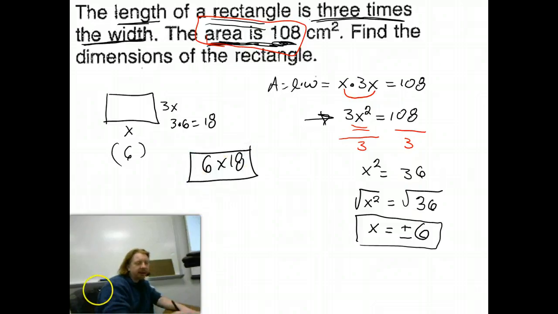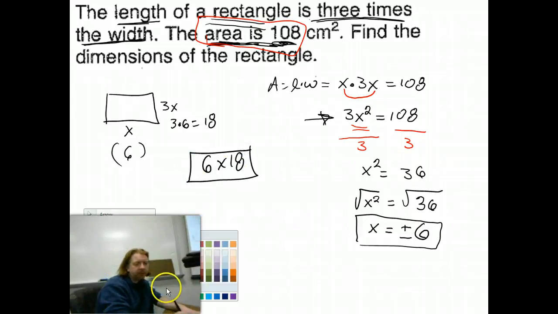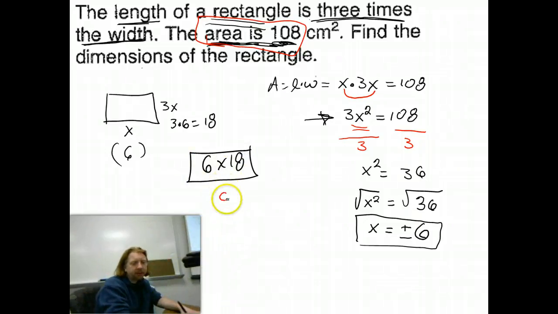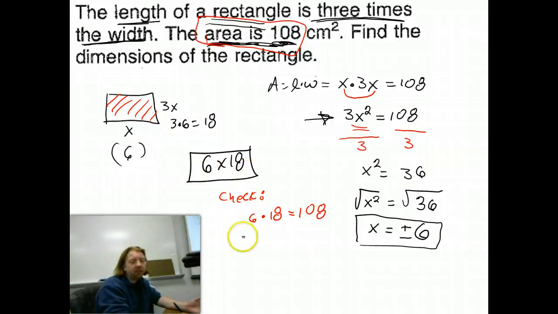Now if I want to check it, then I'll answer Jason's question. My check: 6 times 18 is 108. Why? Because area is length times width. And I want to see that if those are my dimensions, 6 by 18, does that actually work out to be the right area or not? And yeah, it checks out at 108.